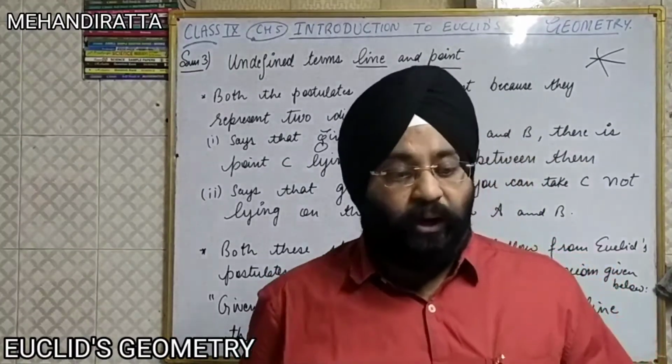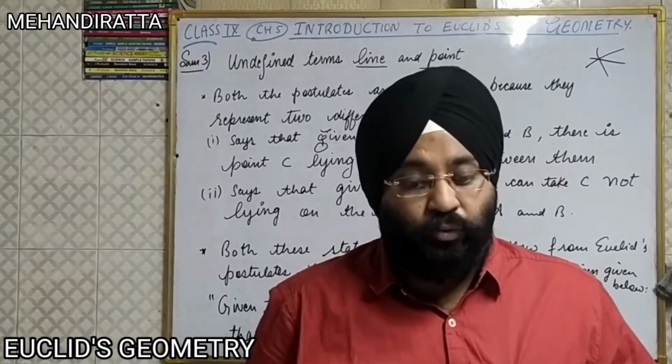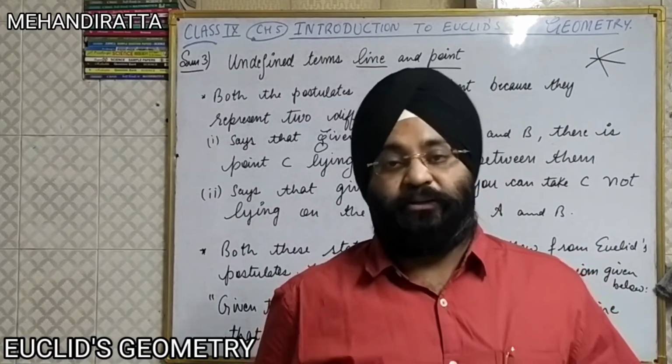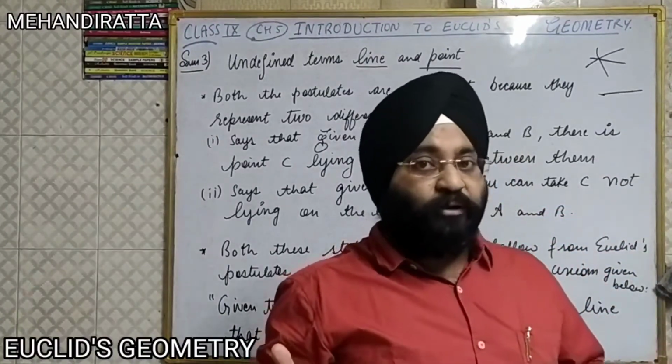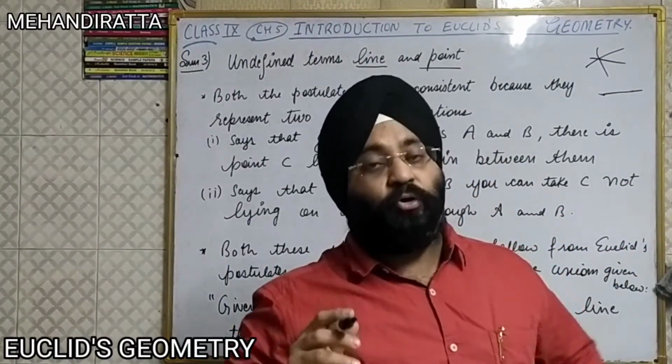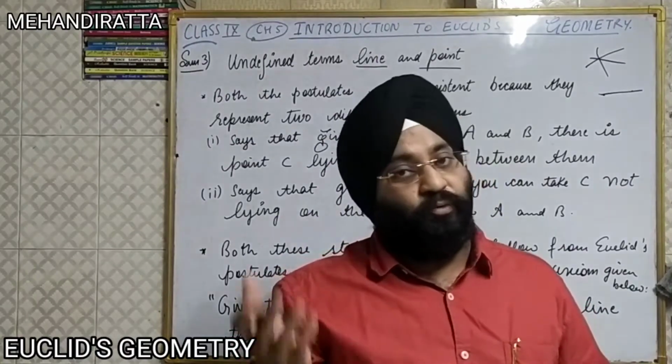Second, there are an indefinite number of lines which pass through two distinct points. From two distinct points, only one line can pass. So how can indefinite lines pass? So the second is also false.